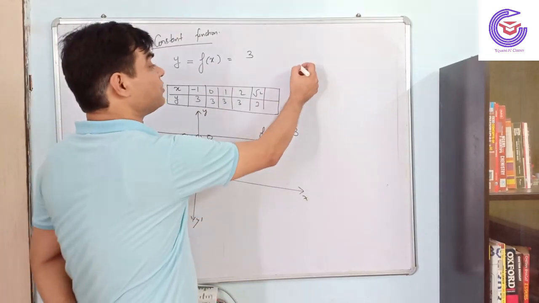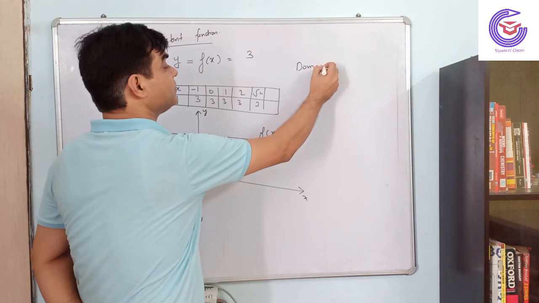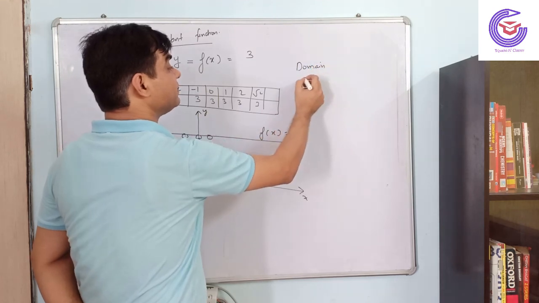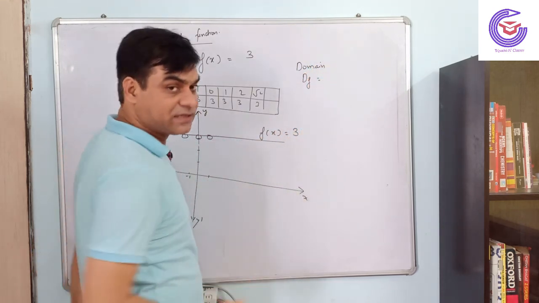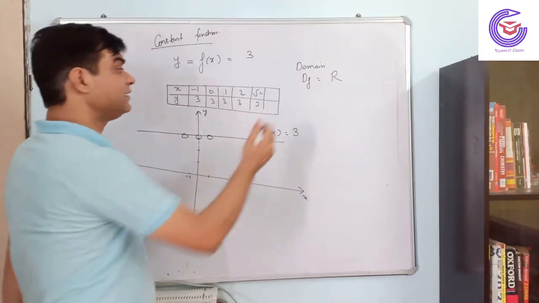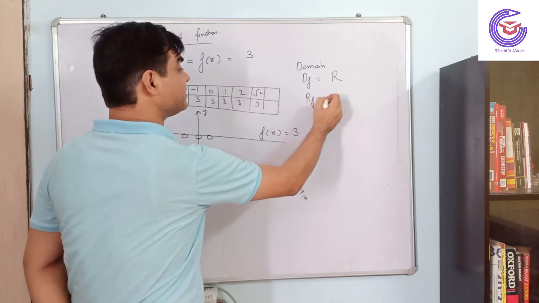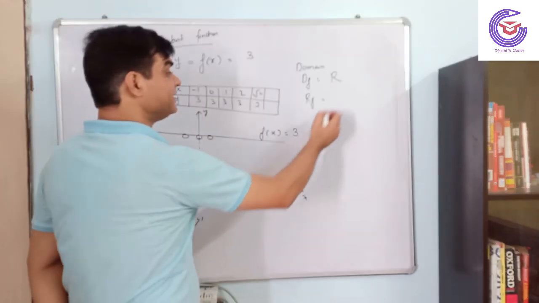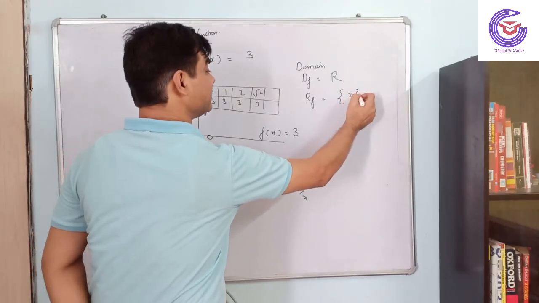Okay, if I ask you what is the domain of this function, so domain Df of this function is R, because it can take any value of R. Range of function, what will be the range? Range of function is {3}, only 3 is coming as output.